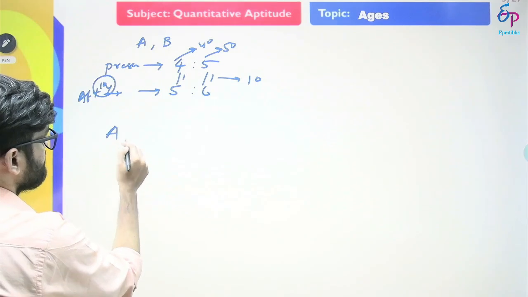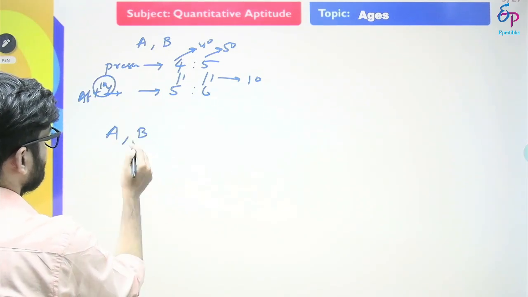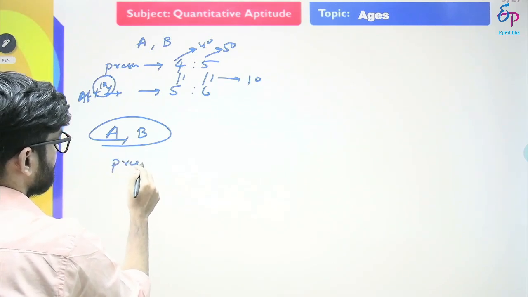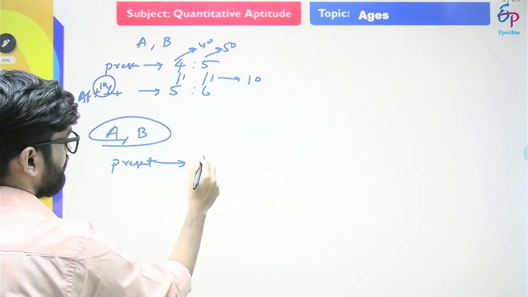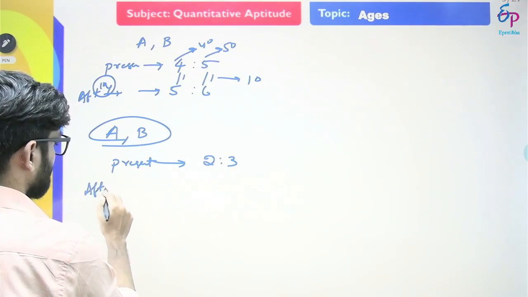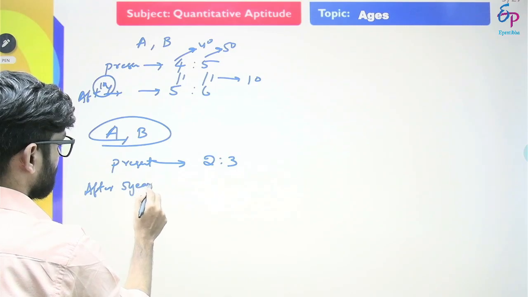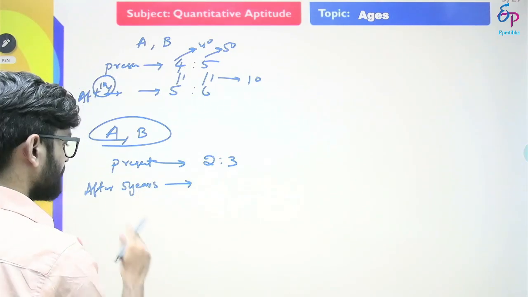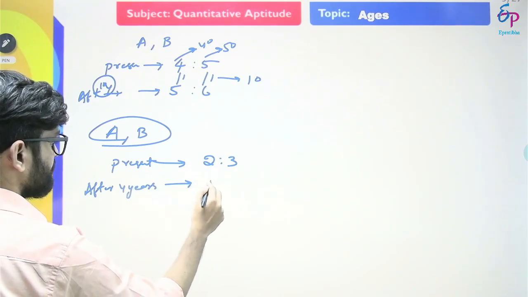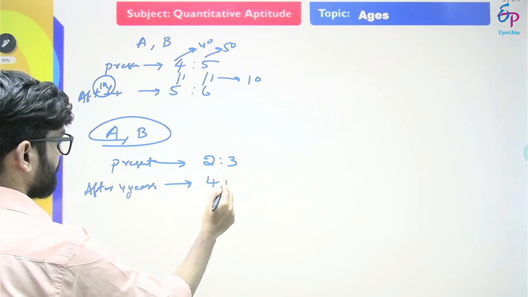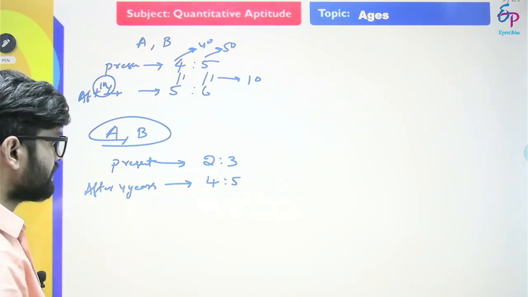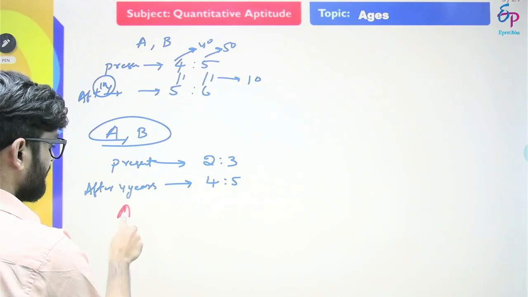If I tell you present ages of A and B are in the ratio A is to B is equal to, present it is 2 is to 3, but after, let's say, 4 years, the ratio is in the form of 4 is to 5. Okay. Now how to do this one? How to find the present ages of A and B?